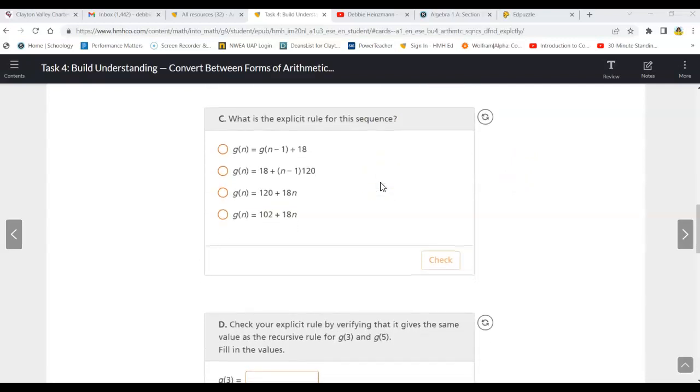And then we'll go to C. What is the explicit rule for this same sequence? Remember, in an explicit rule, you write your first term, and then you multiply the common difference for however many terms you want to find, for whatever term number you want to go to.